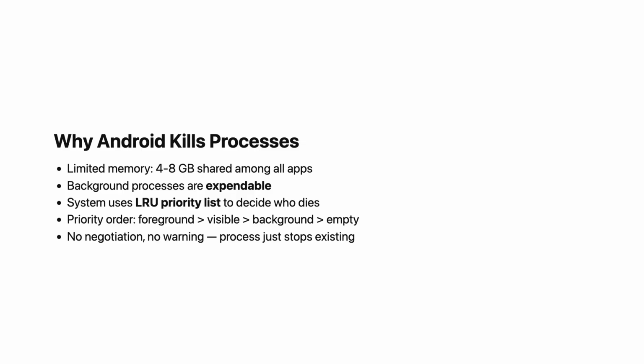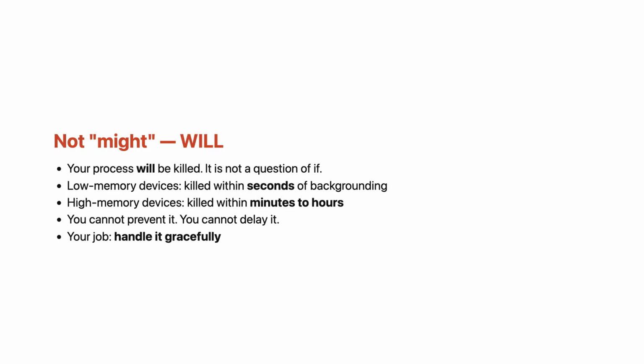I want to emphasize something. Your process will be killed, not might be killed, will be killed if the user switches to a memory-intensive game, or opens the camera, or just has a lot of apps in their recents list. Your background process will eventually be reclaimed. On low-memory devices, it happens within seconds of going to the background. On high-memory devices, it might take minutes or hours, but it will happen. You cannot prevent it. You cannot delay it. You should not try. This is by design. It is what makes Android able to run smoothly on devices with limited resources.